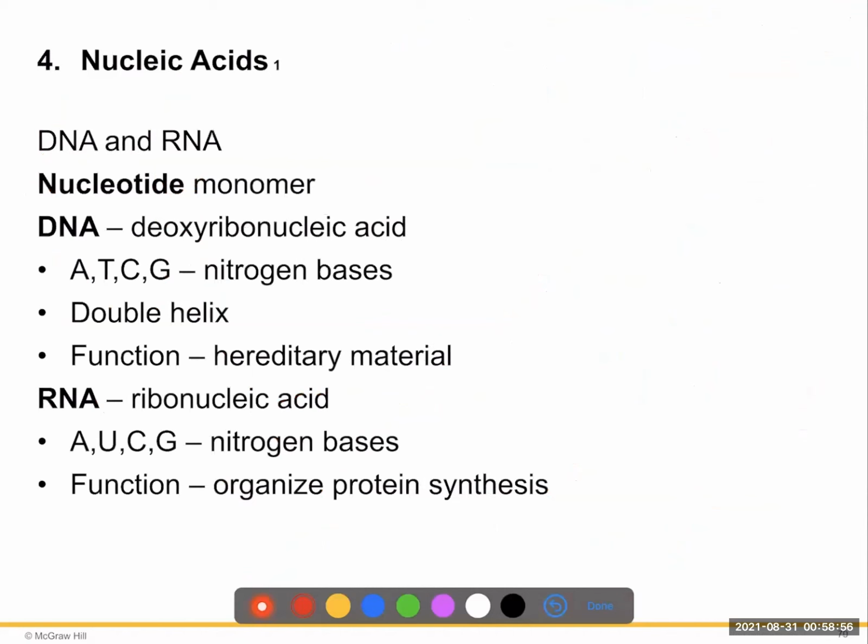All right, so we talked about carbohydrates, lipids, proteins. Last one is nucleic acids. This is your DNA, RNA, and your ATP.